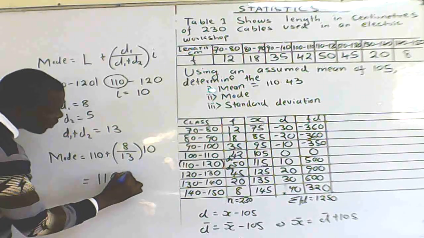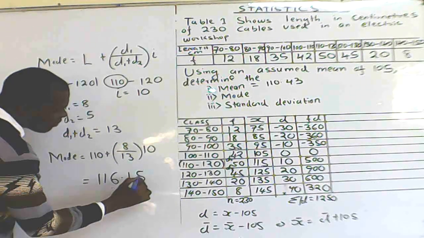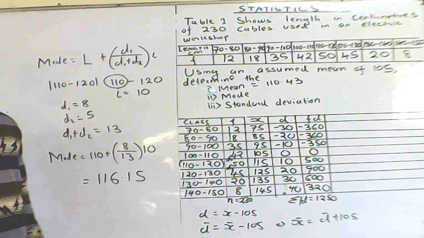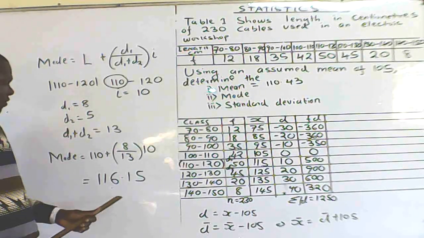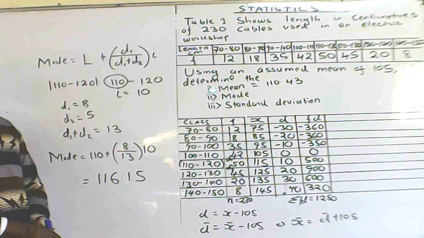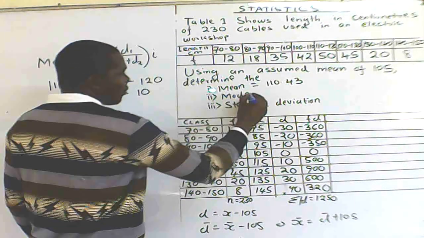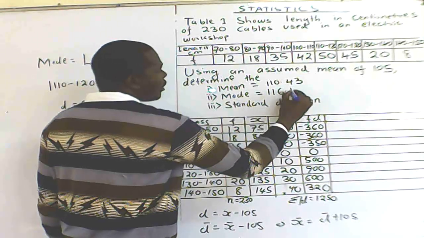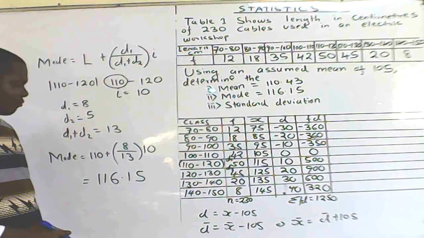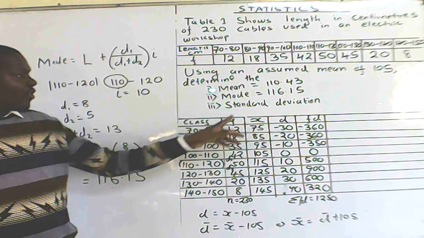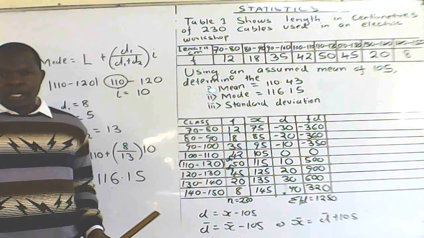16.15. 116.15. Just 15 is enough to place more places, isn't it? Yes. So we found the mode is 116.15. Now after getting the mode, they want us to get the standard deviation.